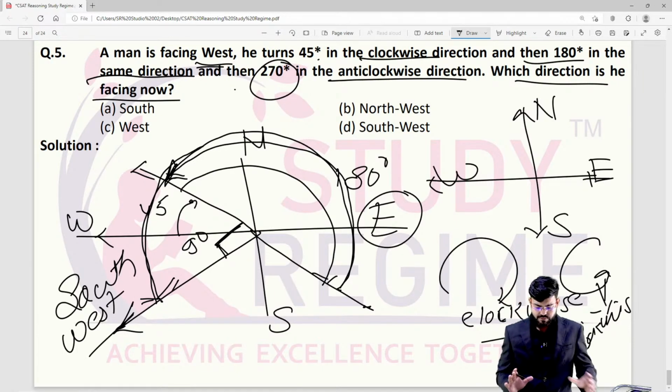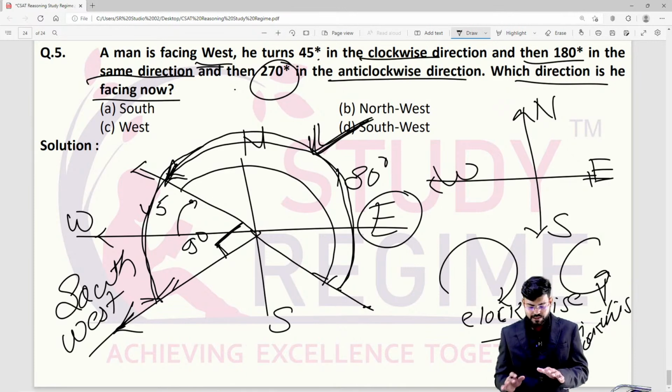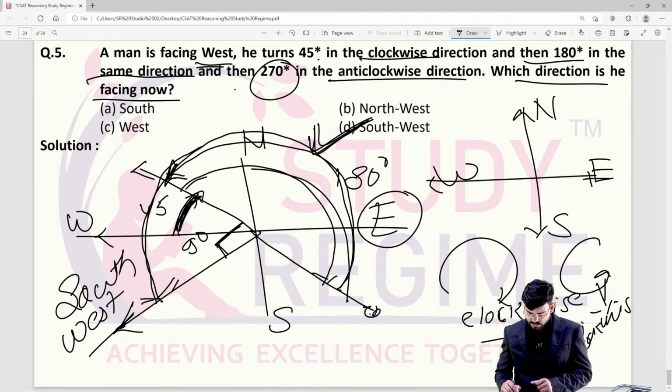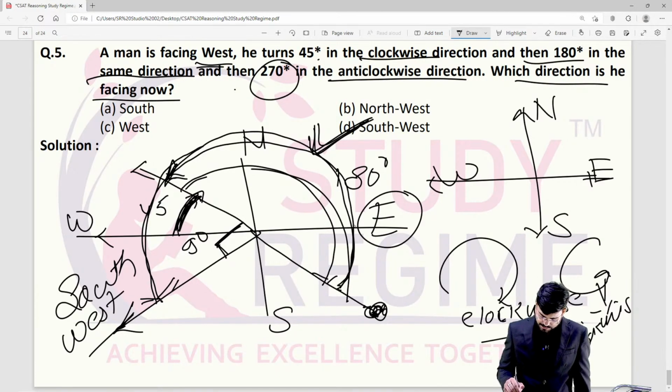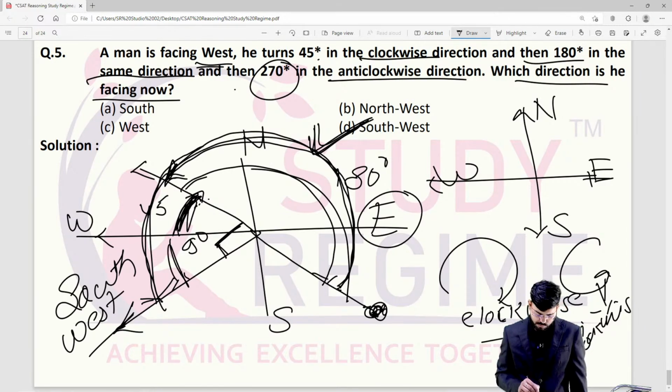See, very easy question. Your option will become what? D. The man was facing towards west. He turned 45 degree in clockwise direction, and again he further turned 180 degree in the same direction. So now his new position is there. Now from this position he is taking 270 degree in an anti-clockwise direction. Now here it is 180 plus 90. Since this is 45, this is 45, the total angle will be what? 90 degree. So his position will be where? Southwest.